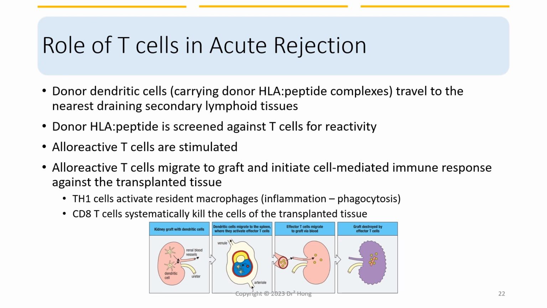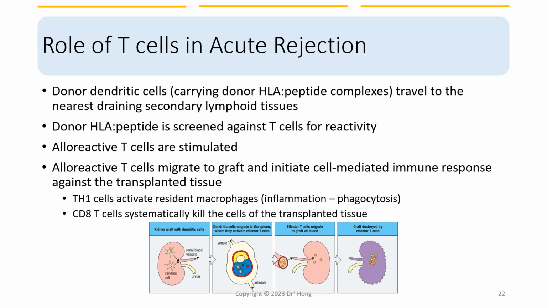The donor dendritic cells leave the organ and go to the secondary lymphoid tissue and present donor antigens to the recipient lymphocyte. It then starts activating recipient T cells and initiates a cell-mediated immune response. Once they leave the lymphoid tissue and reach the target organ, it acts like a type 4 hypersensitivity.